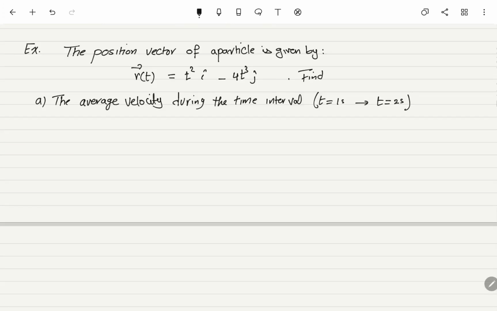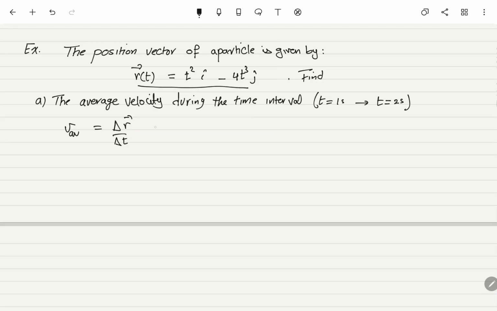The position vector of a particle is given by this equation: r of t equals t squared i hat minus 4t cubed j hat. A, find the average velocity during the time interval 1 to 2 seconds. In this case, the average velocity equals delta r over delta t.